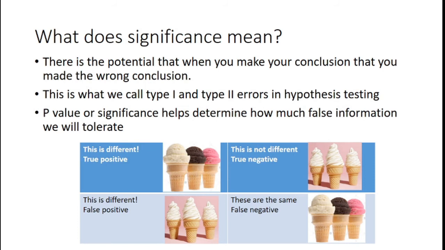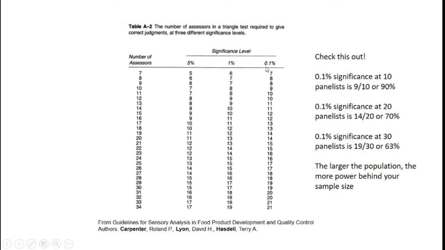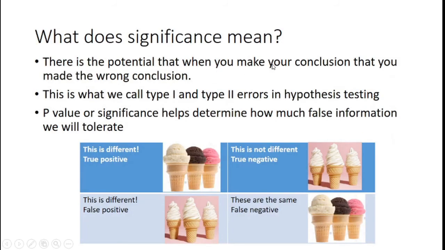Now, what does significance mean? Going back to this table, we see 5%, 1%, and 0.1%. In essence, this is where you're thinking about the potential that you made the wrong conclusion. And so how much, percent-wise, are you willing to say, maybe I made a mistake? These are what we call type 1 and type 2 errors in hypothesis testing. Some tables will call it a p-value, and you'll see it in a decimal form. Other tables will call it a significance value, and they'll express it as a percent. But it will help you determine how much false information you want to tolerate.